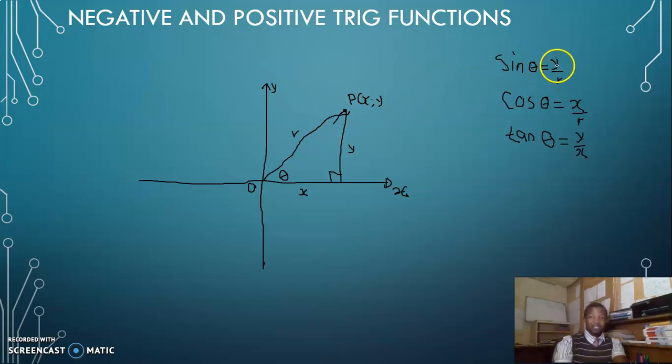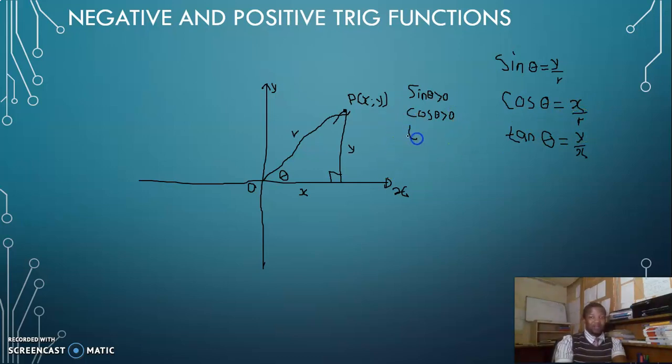Now, if you look at sine theta here, sine theta is positive since y is positive and r is also positive. So sine theta is positive here. Now, what about cos theta? Cos theta is also positive here. Why? Because x is positive and r is positive.